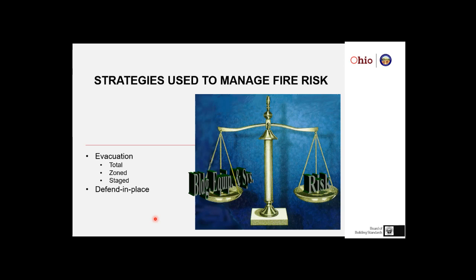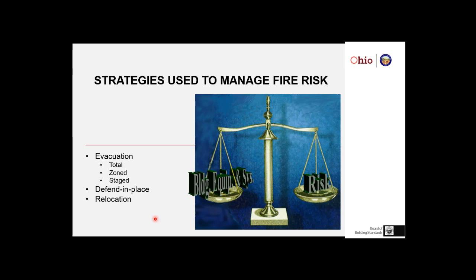So when we have a defend in place strategy, then it's really important that we offset the risks of keeping people in the building by building safety features into the building, such as fire resistance rated assemblies, walls, floors, and incorporating fire protection systems into the building so that the people are safe and they can still breathe if a fire should occur in that building while they are staying in place, protecting in place or defending in place.